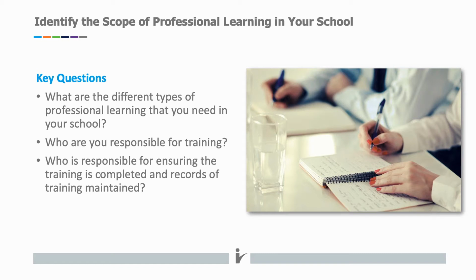So what are the different types of professional learning required in your school? Who are you responsible for training, which can vary greatly in each school or organisation, and then who's responsible for ensuring the training is completed and the records of that training are maintained, as Jonathan was just discussing. So the answers to the questions will depend really on the nature, the size and complexity of your school operations, and it'll definitely be different for every school. So whether you have a defined professional learning strategy in place or not, these questions can really help to find the gaps in your current strategy.